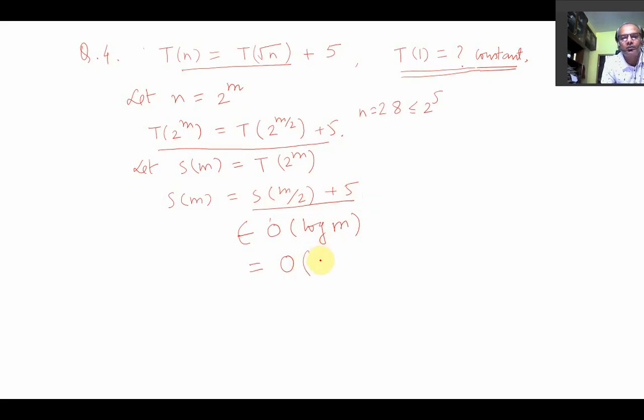So it can be log of m, which can be replaced by what is m. You see this, n is equal to 2 power m. What is m? m is log n base 2, right? So what is the behavior of this? So this is the answer, order of log n for this recurrence, right? So it can be replaced in this way.